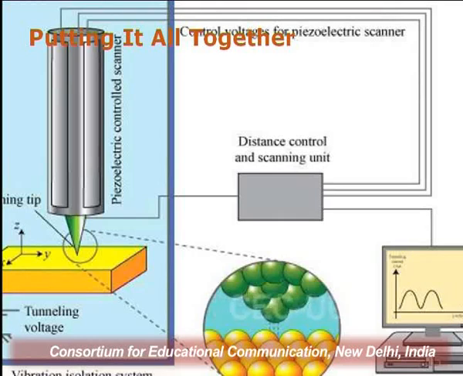On the right hand side, you are seeing that this is attached with the distance control and scanning unit, and the scanner is attached, and the display unit on the right hand side is a small computer, as you see on the screen. That is the display unit which gives the imaging of the crystal or the material, so you get the surface picture. So this is the scanning tunneling microscope to get the images of the sample by using the probe method.